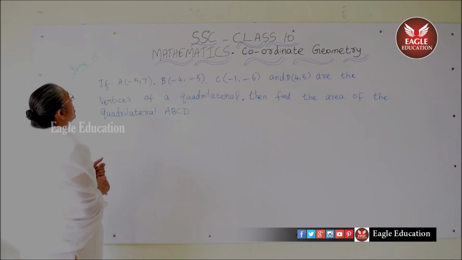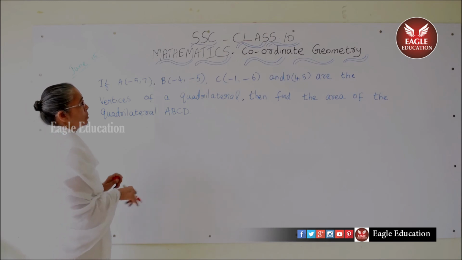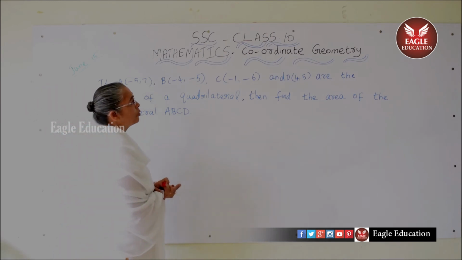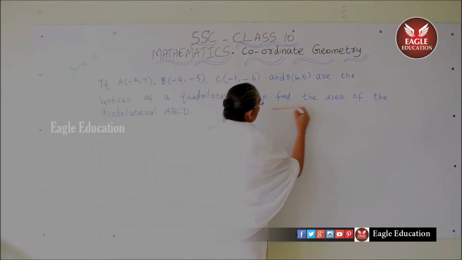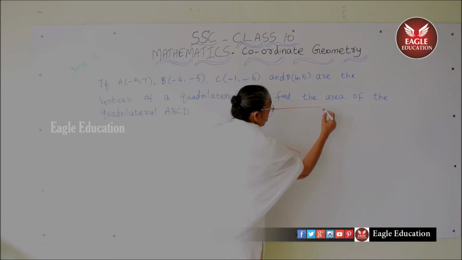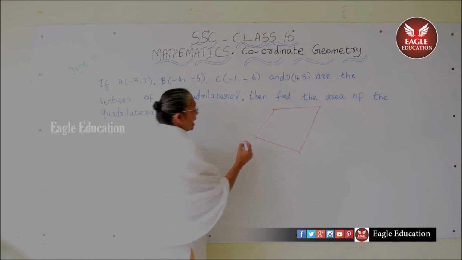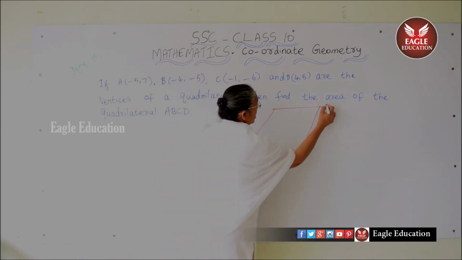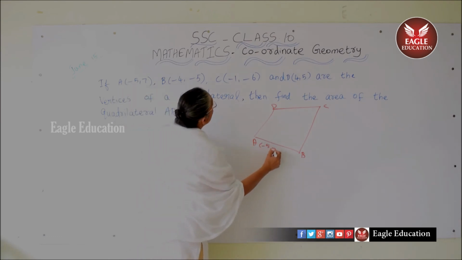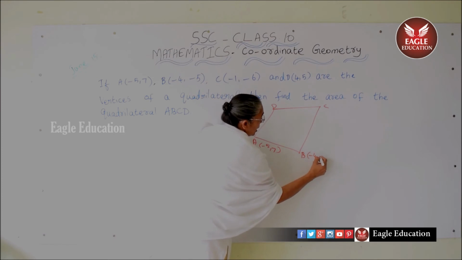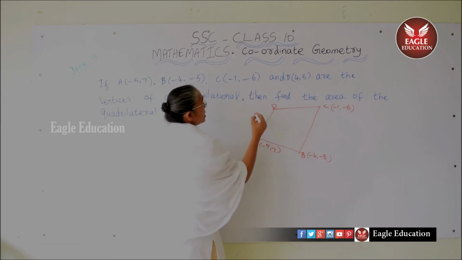Next problem. If A (minus 5, 7), B (minus 4, minus 5), C (minus 1, minus 6) and the D vertex is given as (4, 5) are the vertices of a quadrilateral, then find the area of the quadrilateral ABCD. So, the quadrilateral ABCD vertices are given: A (minus 5, 7), B (minus 4, minus 5), C (minus 1, minus 6), D (4, 5).